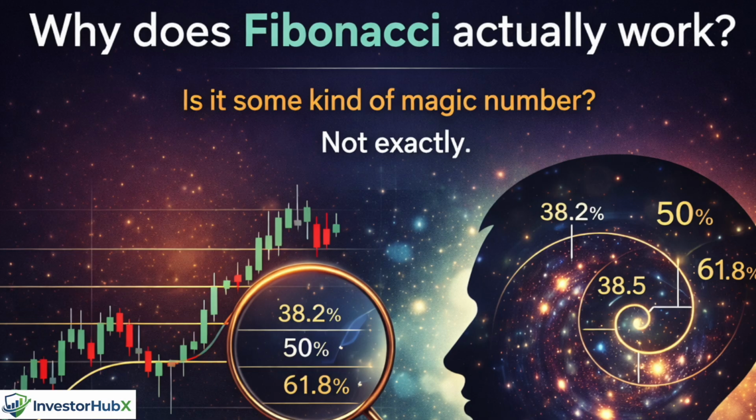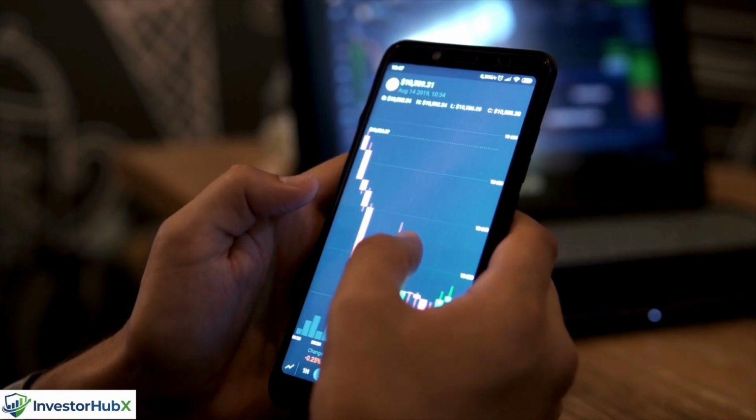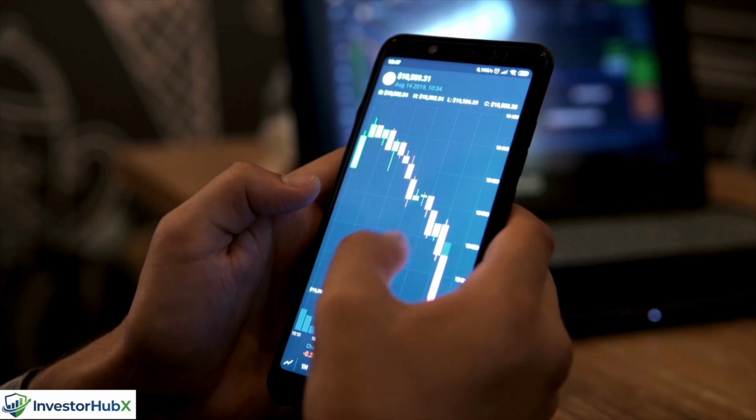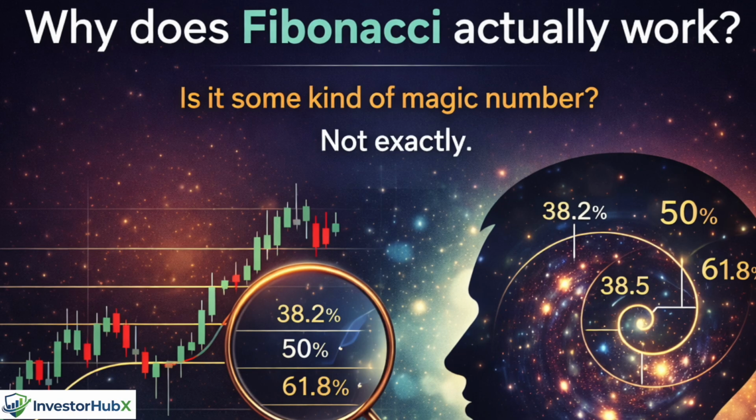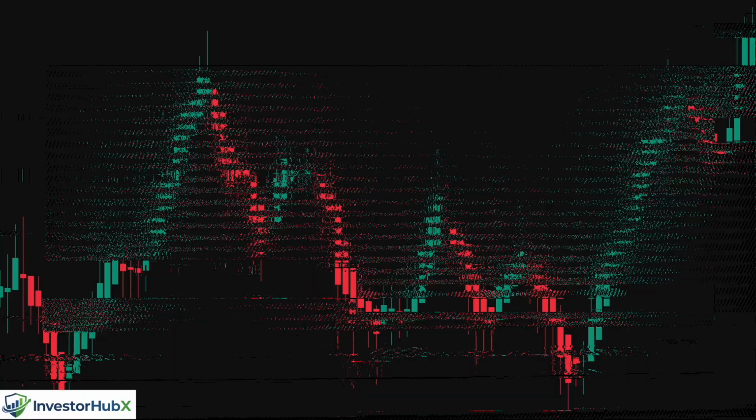Here's where it gets interesting. Millions of traders around the world are watching the same Fibonacci levels. So when price reaches those levels, buyers step in, sellers react, and the market moves. Fibonacci simply gives us a framework to measure those pullbacks. Fibonacci doesn't predict the market. It reveals where people are likely to react.